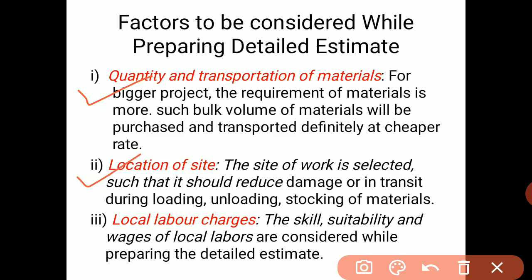The work site should be selected such that materials remain undamaged during loading, unloading and stocking. Also for laborers, it should be feasible to come there, perform their particular work and then go back to their homes. So the location of the site plays a very important role. And if the location is outside the local area, then we have to make arrangements for their living. So location of site has different implications.